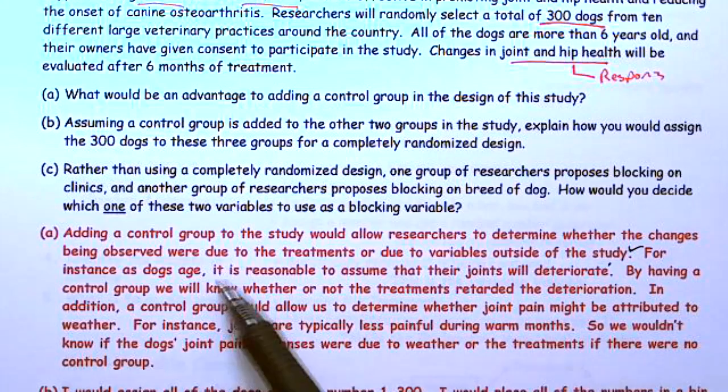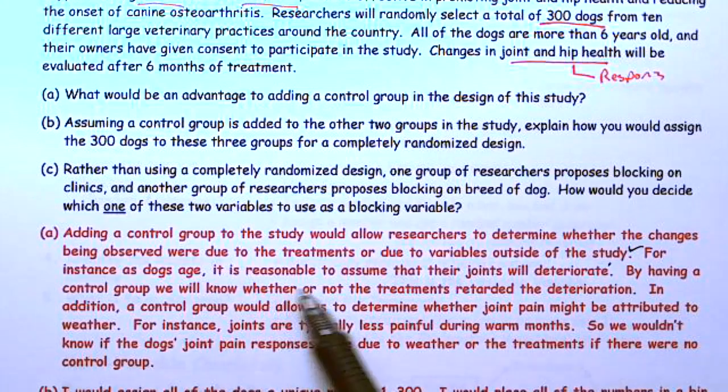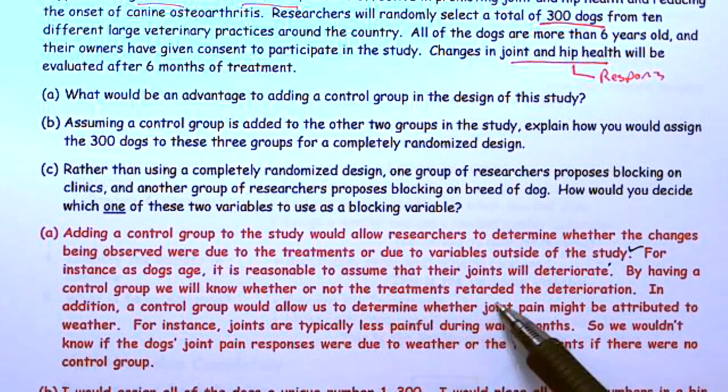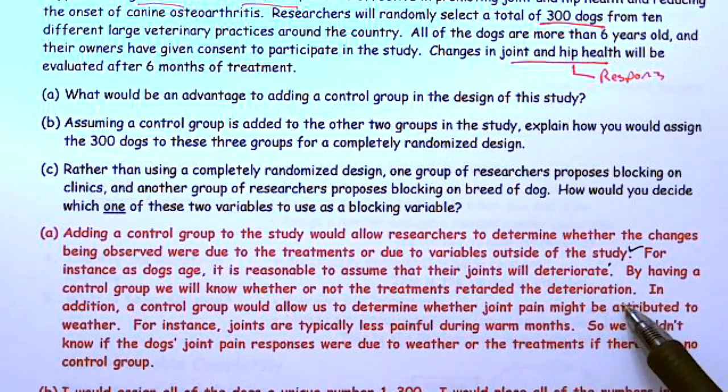So for instance, as dogs age, it's reasonable to assume that their joints will deteriorate. They don't get better, that's for sure, as you get older. By having a control group, we will know whether or not the treatments retarded or slowed the deterioration. In addition, a control group would allow us to determine whether joint pain might be attributed to weather. For instance, joints are typically less painful during warm months. So we wouldn't know if the dog's joint pain responses were due to weather or the treatment if there were no control group. So we have a couple things there.